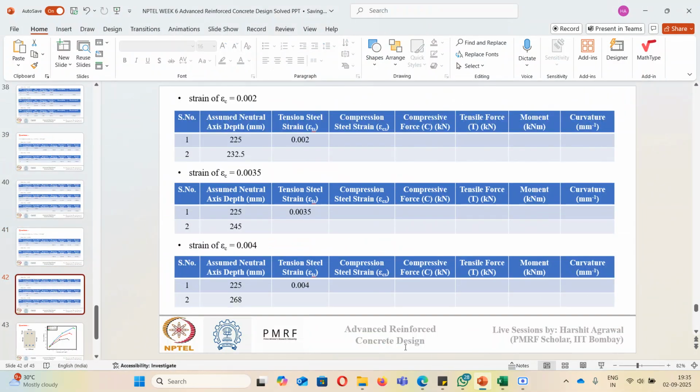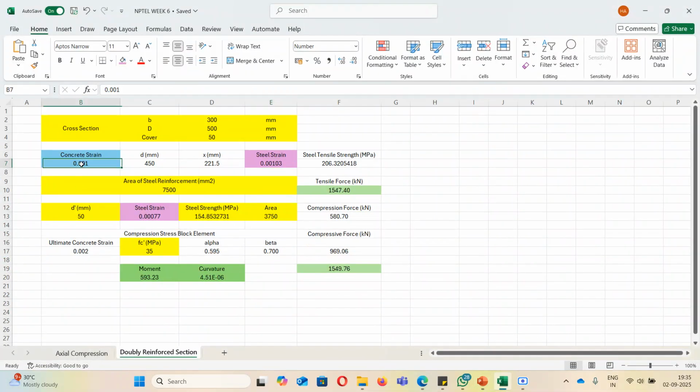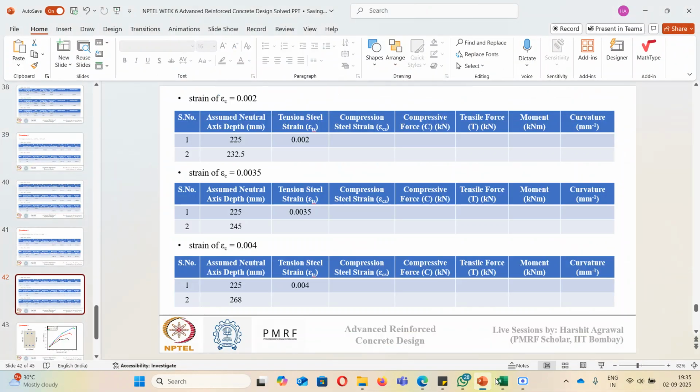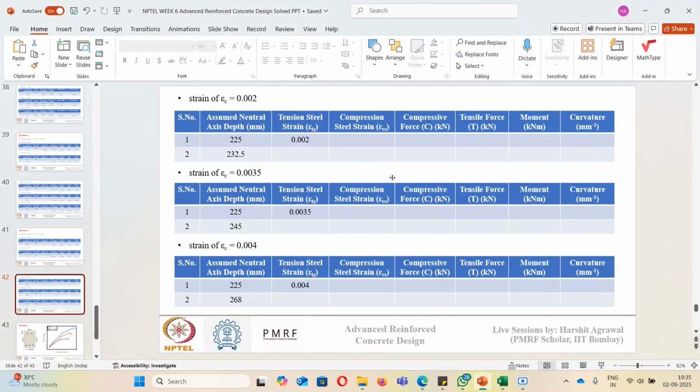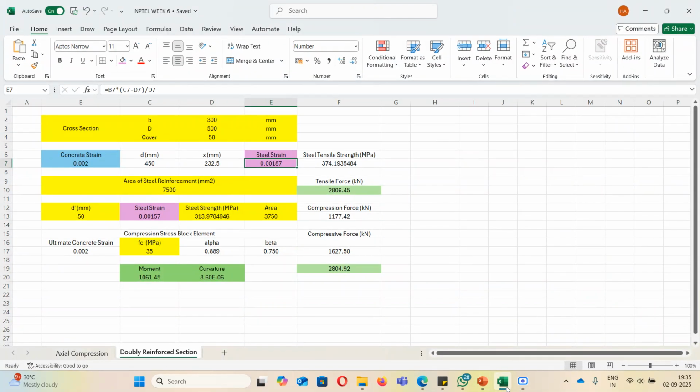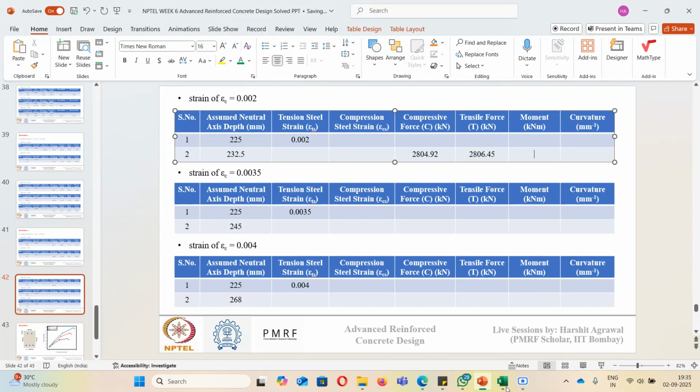Okay, similarly for the last three parts, when concrete strain reaches 0.002, for the balanced condition, my neutral axis depth is 232.5. At this depth you will see compression force is 2804.92, tension force is 2806.45, moment of resistance is 1061.45, and curvature is 8.60 into 10 to the power minus 6.